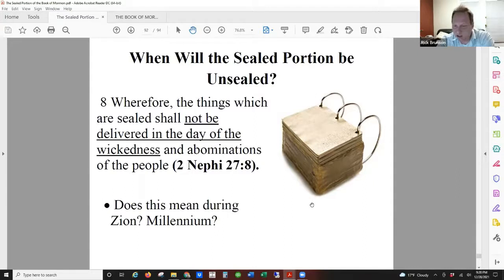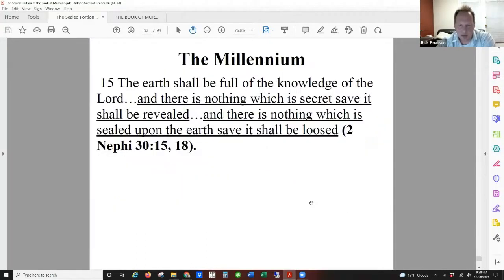So does this mean we'll get it during the millennium when we as a church are living righteously and we get it at that time? Does it mean during the millennium when the whole world is not being wicked? We just don't know. And in fact, there's another scripture where Nephi is speaking of the millennium. He says, "The earth shall be full of the knowledge of the Lord, and there's nothing which is secret save it shall be revealed, and there's nothing which is sealed upon the earth but shall be loosed." So is he referring to the sealed portion of the Book of Mormon here, where it will be loosed at that time? We don't know. It may be the case where we get it in Zion or somewhere around that time, and it goes forth to the rest of the world after the millennium, something like that. But we just don't know outside of that one hint.